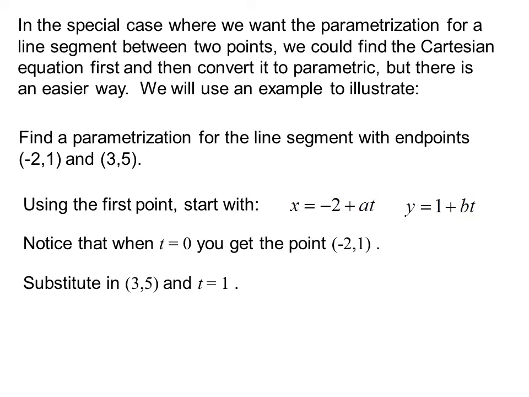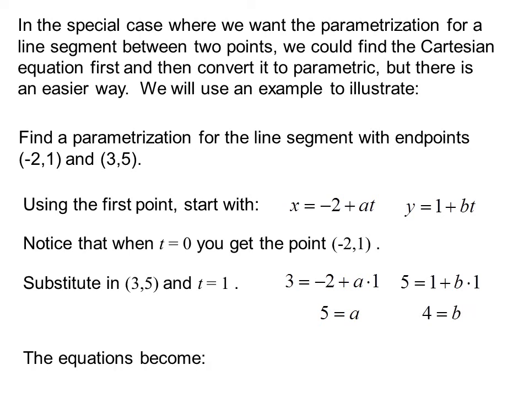Substitute 3, 5, and t equals 1. We have 3 equals -2 plus a times 1, or 5 equals a, and 5 equals 1 plus b times 1, or 4 equals b. The equations become x equals -2 plus 5t, y equals 1 plus 4t, and t goes from 0 to 1.